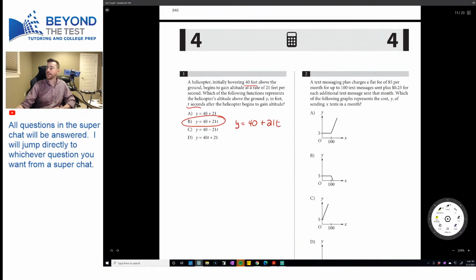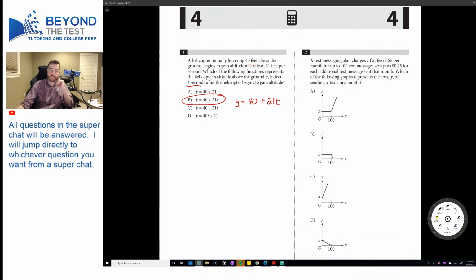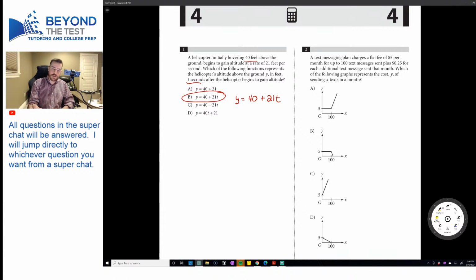Okay, moving on here to question number 2. It says a text message plan charges a flat fee of $5 per month for up to 100 text messages sent, plus 25 cents for each additional text message sent that month. Which of the following graphs represents the cost Y of sending X text messages per month here? Okay, well, right now they start with a flat fee of 5. So it has to start with a flat fee of 5 until we get to 100. So that automatically keeps A in and it keeps B in, but C starts to shoot up in cost. We don't want that.